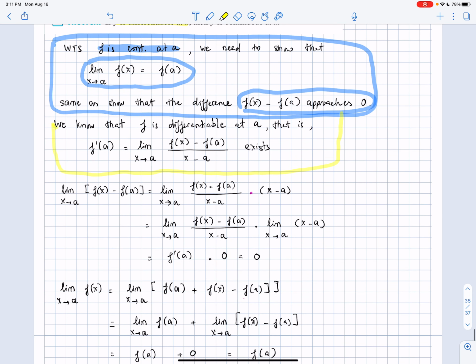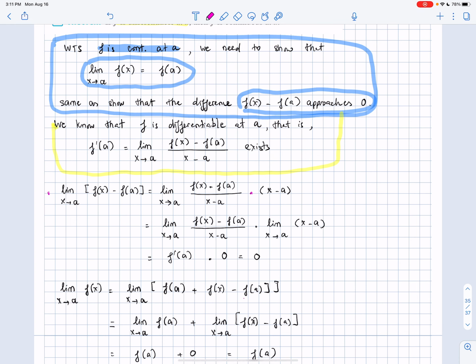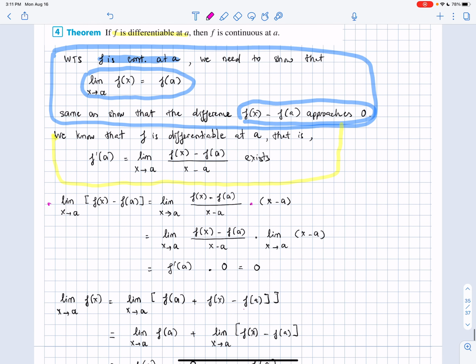Okay, and then for the next step, I calculate this, and this is the difference between f of x and f of A. That's what I said before. This is what we want to show is equal to 0. So then I take the limit as x approaches A. I multiply by x minus A and divide by x minus A. Then I don't change the original statement.